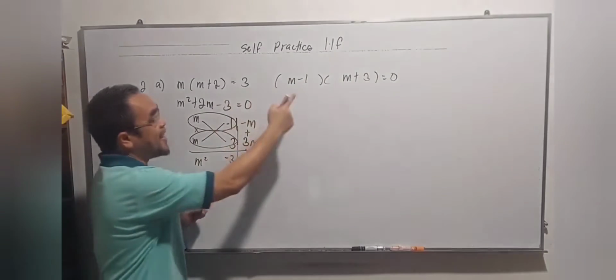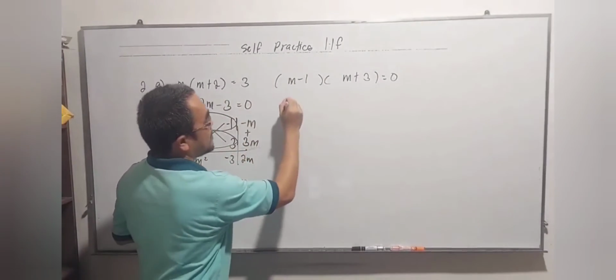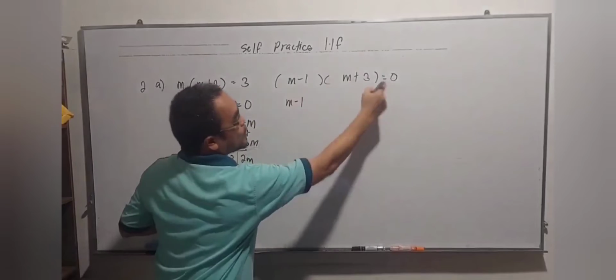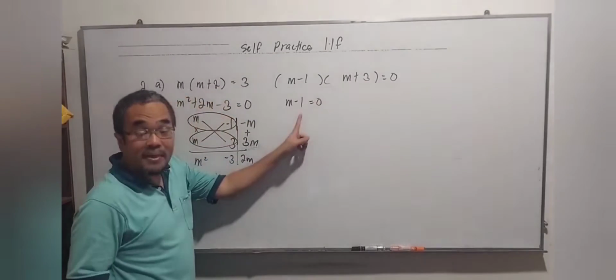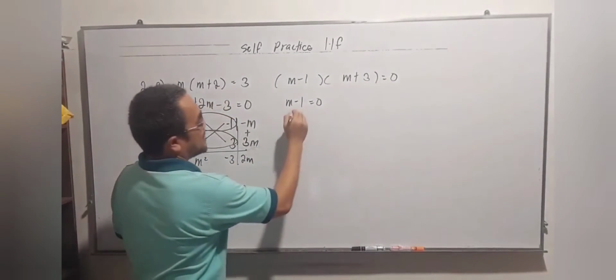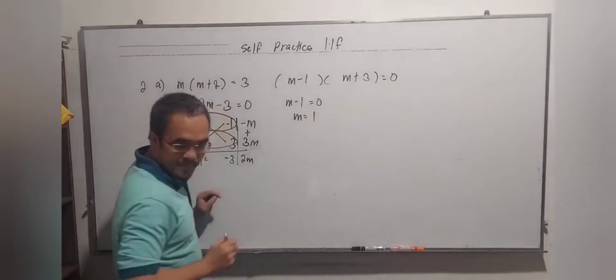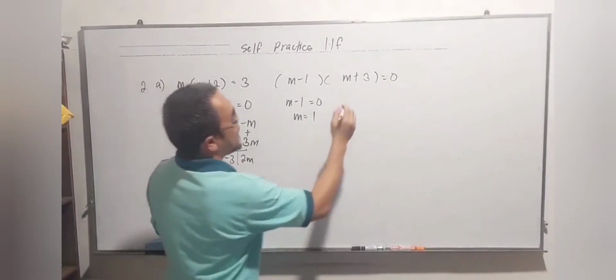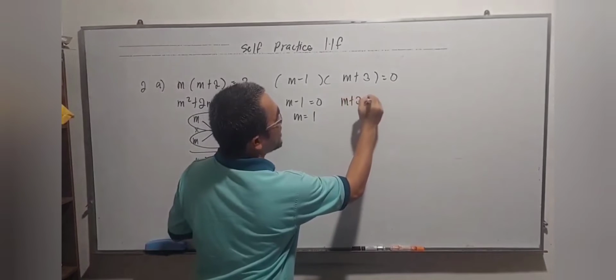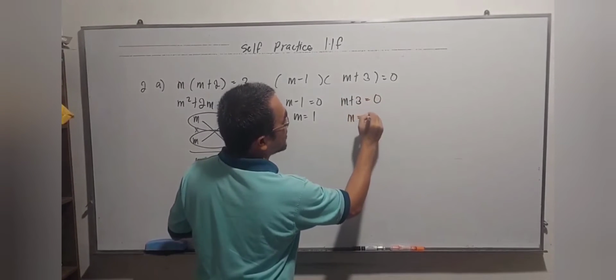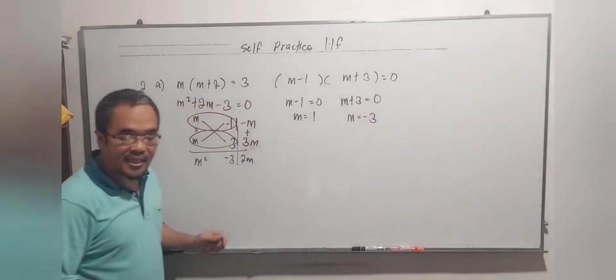Alright, so after that, you take it out, m minus 1 equals 0. So now it becomes a linear equation. M equals 1. So that is one value. The other, m plus 3 equals 0. So m equals negative 3. That is the other value.